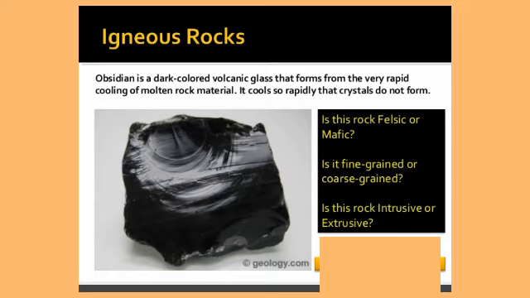So here are some questions for you to answer. Is this rock felsic or mafic? Children, you are right. It is felsic because it contains silicon dioxide. Is it fine-grained or coarse-grained? Yes, no crystals, so it is fine-grained. Is this rock intrusive or extrusive, children? Yes, it's formed outside the Earth's crust, so it's called extrusive igneous rock.